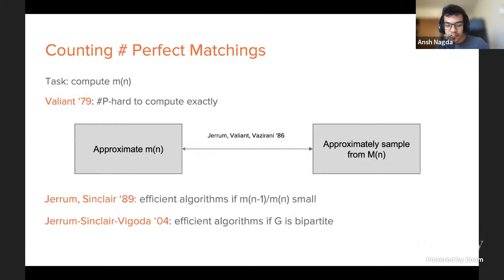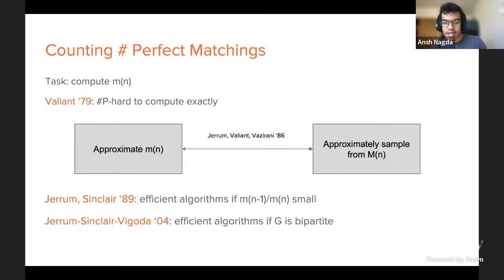Here are two of the major results that have used this equivalence. The first result is by Jerrum and Sinclair, who give Markov chain based algorithms for the task on the right, which gives an efficient algorithm for the task on the left, as long as the ratio of the number of near perfect matchings to the number of perfect matchings is bounded by some polynomial. The second result is by Jerrum, Sinclair, and Vigoda, who give similar Markov chain based algorithms that work in polynomial time if G is bipartite, without any more restrictions.